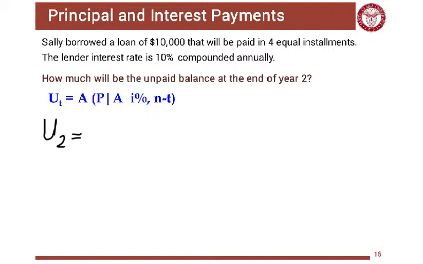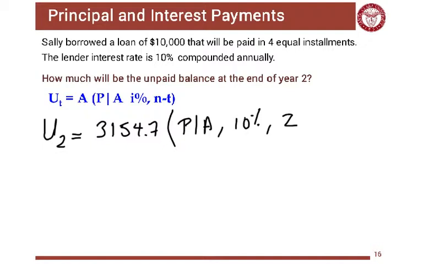You know how we came up with it, but now you say the unpaid balance at the end of the second year equals the A, which is the amount of paying back the loan in the equal amount that you pay in every year for the loan, which is equal to the amount we mentioned before, 3154.7 multiplied by P given A. I here is 10%, and then n minus t is 2. And we mentioned before, n minus t equals 4, the number of original payments of the loan, minus t, which is the time I'm currently evaluating the unpaid balance. So you will calculate that.